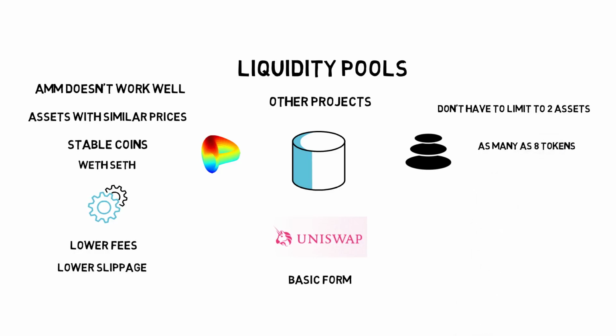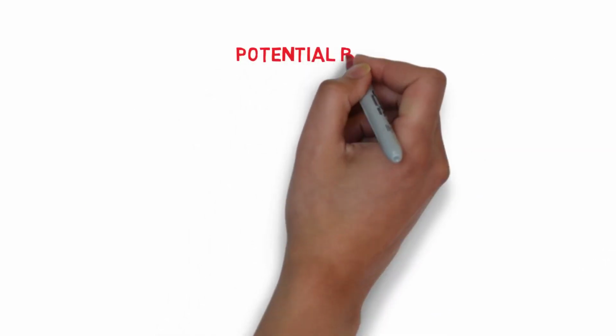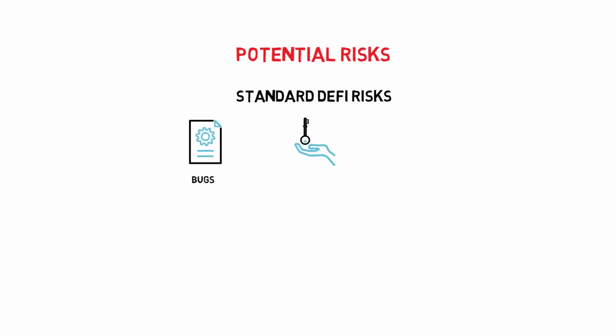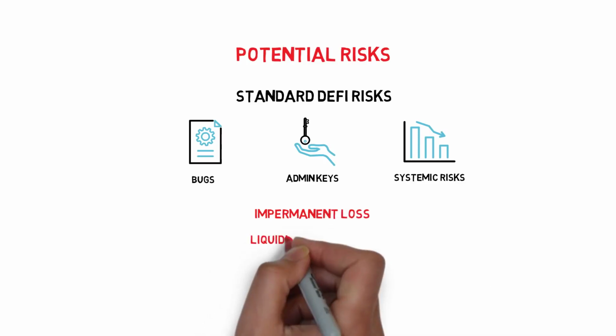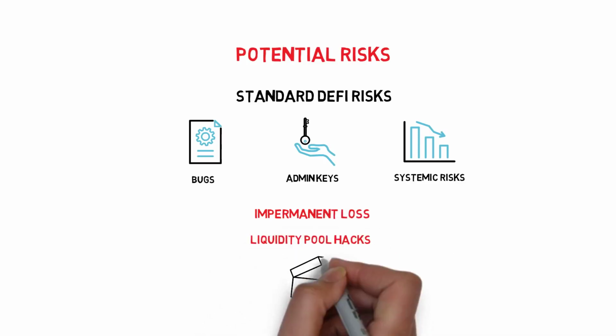And of course, like with everything in DeFi, we have to remember about potential risks. Besides our standard DeFi risks, like smart contract bugs, admin keys, and systemic risks, we have to add 2 new ones: impermanent loss and liquidity pool hacks. More on this in the next videos.